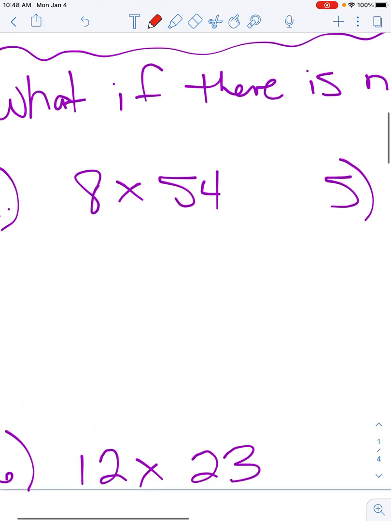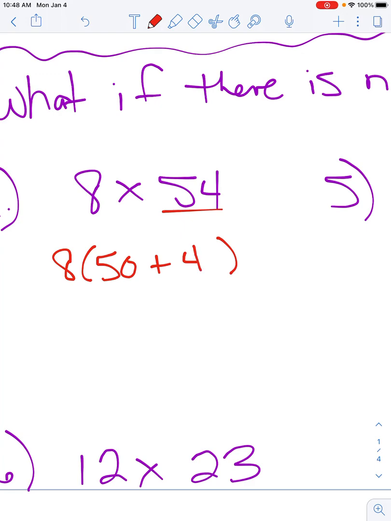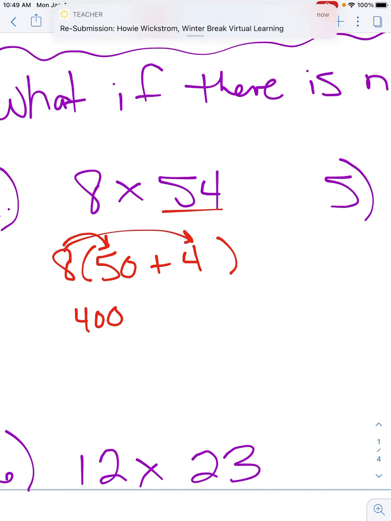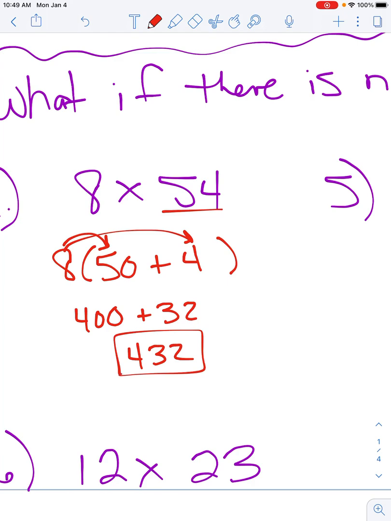And then starting with number 4, 8 times 54, we're going to start with 8, and then we're going to break down 54 into a base 10. So base 10, think of 10, 20, 30, 40, 50, 60, 70, 80, 90, 100, a base 10 number, okay, counting by tens. So 54 can be broken up into 50 plus 4. Okay, and then we're going to do it the same way. 8 times 5 is 40, so 8 times 50 is 400. 8 times 4 is 32. So 400 plus 32 is 432. Okay.